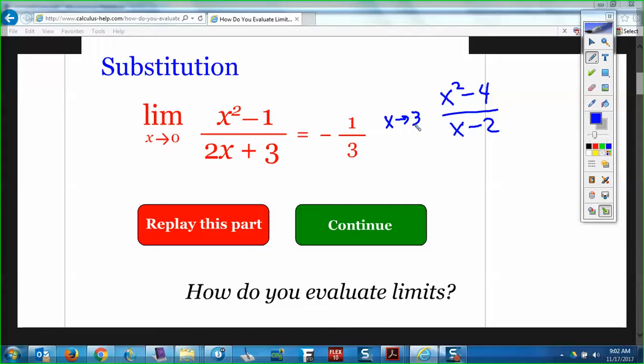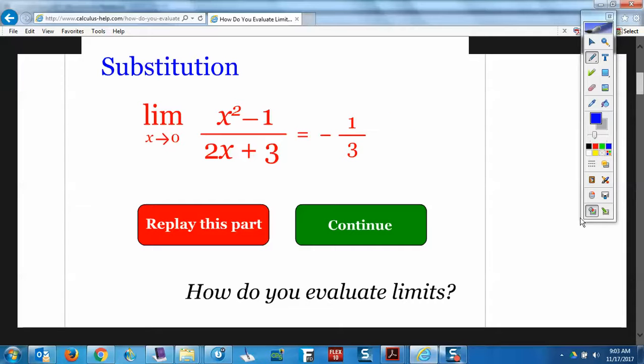Right? But here you can just put in a 3 and you get 5 over 1, which is 5, and that's the answer. Now, if you factor and cancel, the x minus 2's cancel, you'll get x plus 2, and then 3 plus 2 is 5. So you still get the right answer. But the point is, you should always try direct substitution first. Okay?